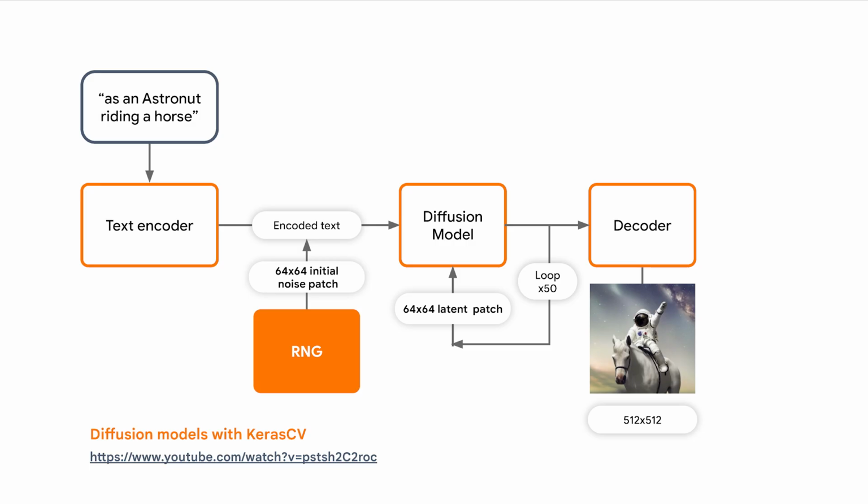Other than the diffusion model, there's a text encoder which turns your prompt string into a latent vector. This vector will be concatenated to a randomly generated noise patch. The new vector will be repeatedly denoised by the diffusion model. Finally, the latent image goes through the decoder, which turns the 64x64 image patch into a higher resolution 512x512 image. For a more detailed explanation, I highly recommend a video from our colleague Divya. You can find the link below.